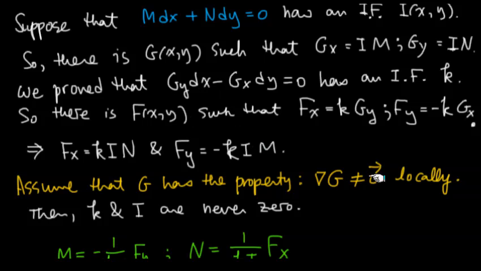So assuming this one is never equal to 0 gives us a choice that we can choose f(x,y) such that the gradient vector is never equal to 0. Therefore, this k must be non-vanishing everywhere locally. So therefore, k and I are never 0 locally, and so we can conclude the rest of the part. Thank you.